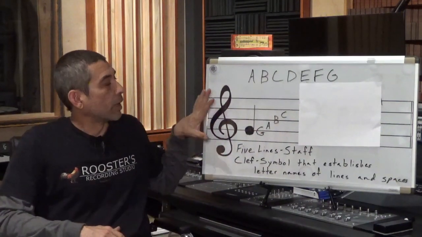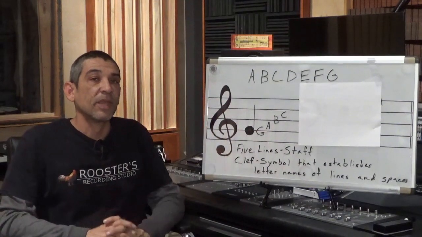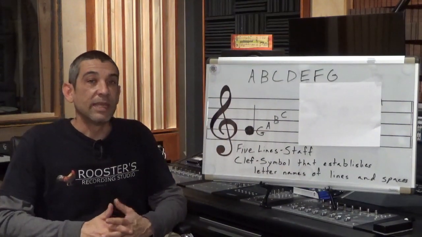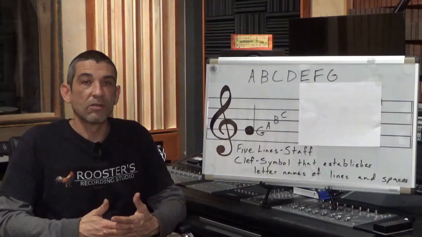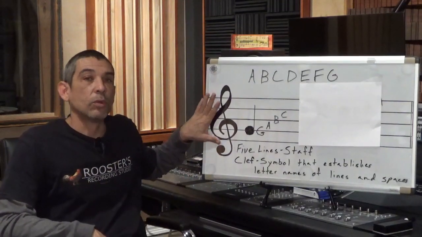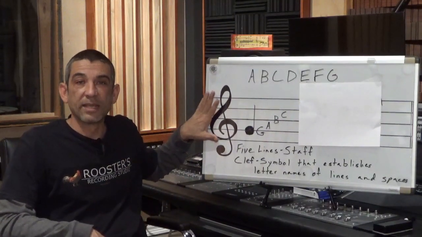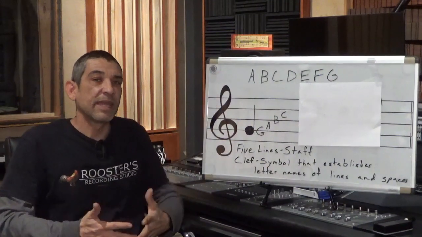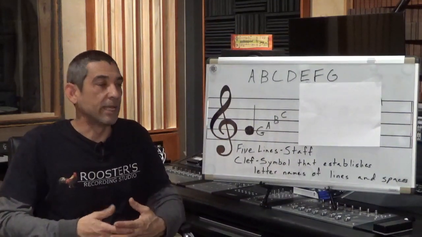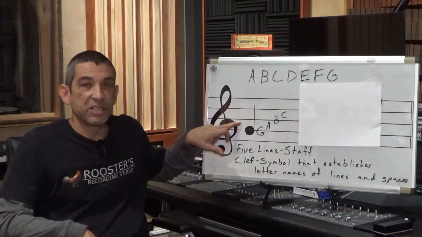These 5 lines right here are called a staff. The lines don't do anything and they don't tell us anything by themselves. We need to add a symbol at the beginning of the lines called a clef. A clef indicates or establishes the letter names of each line and each space.